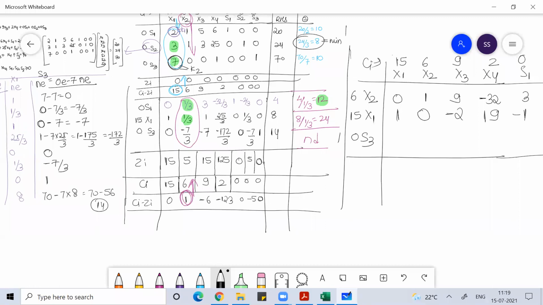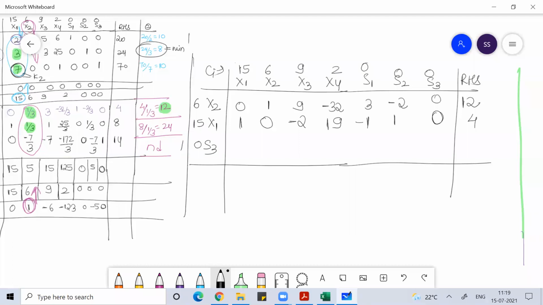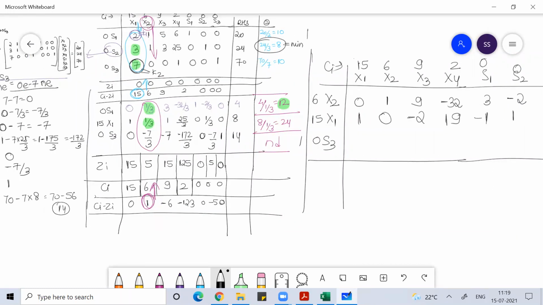Now you have new element called x2. The x2 values you get are 0, 1, 9, minus 32, 3, minus 2, then 0, and then 12. And what is your constant here, guys? The constant for this pivot element for S3 is minus 7 by 3. So this is minus 7 by 3. So minus minus plus. So you just need to solve it.